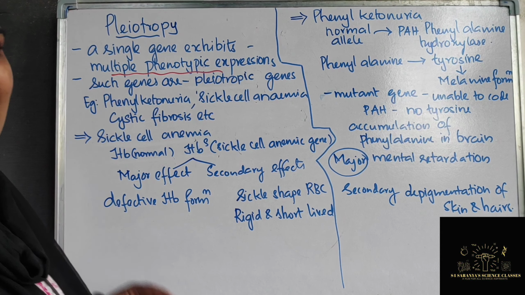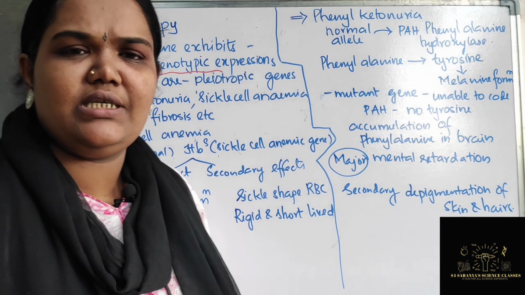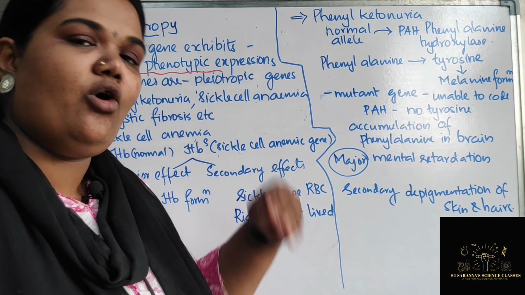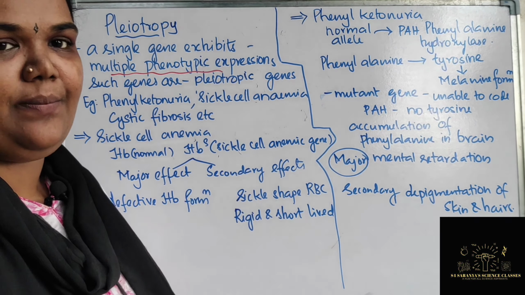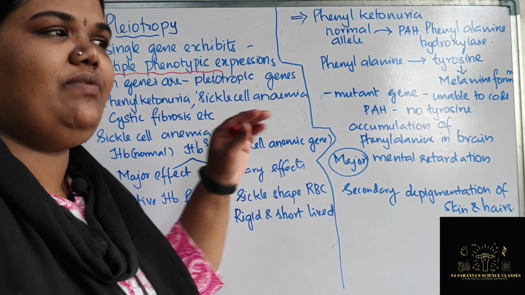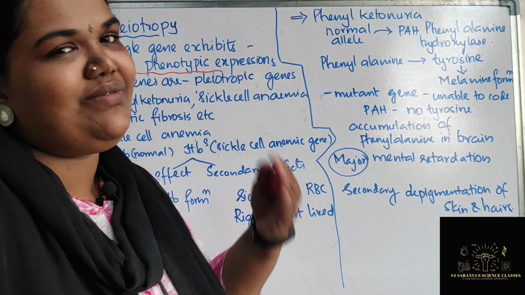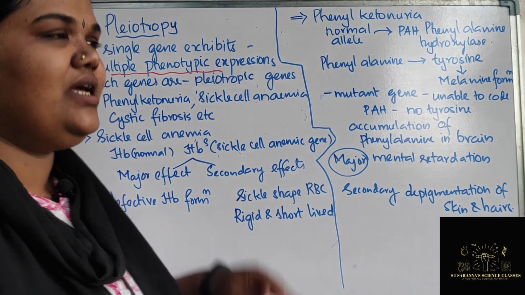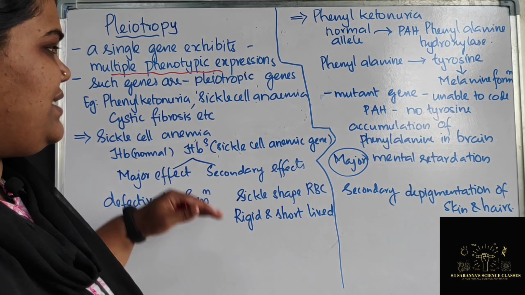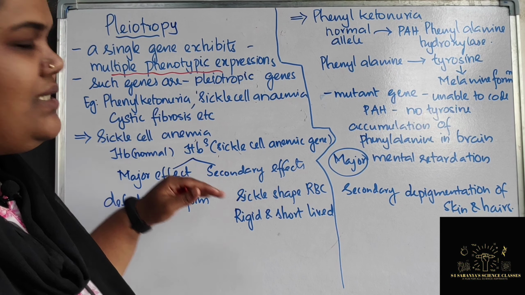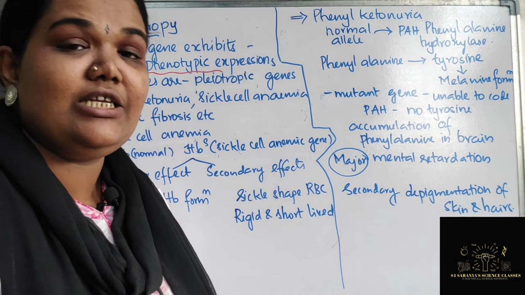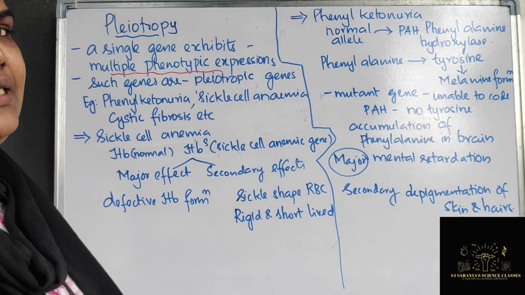Like sickle cell anemia, cystic fibrosis, phenylketonuria, these are all examples of pleiotropy, right? There are many examples, but we have to learn only 2-3 examples, then we will have a clear idea about pleiotropy. So we will take them one by one. In NCERT the main examples given are sickle cell anemia and phenylketonuria. First we will go for sickle cell anemia.